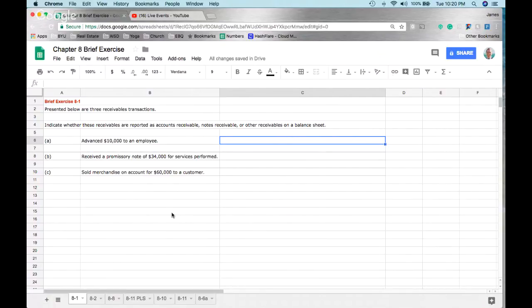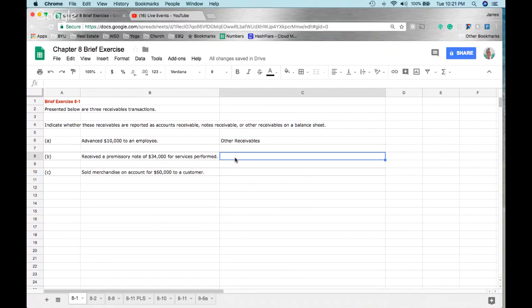Brief Exercise 8-1, advance $10,000 to an employee. That would be other receivables, because we're not loaning it to a customer, nor are we making a loan. We actually advanced it to an employee, so it's other receivable.